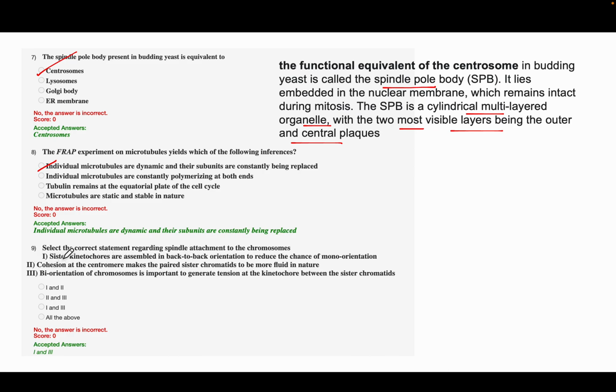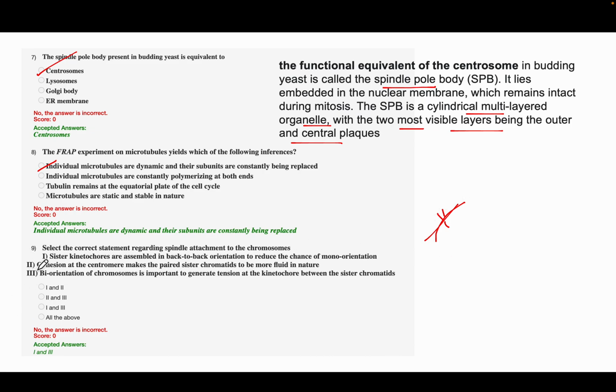So you have to choose the correct statement regarding the attachment to the chromosome. When you see sister kinetochores are assembled in back-to-back orientation to reduce the chance of mono-orientation, that is correct. So when a sister chromatid is there, the kinetochore assembles back-to-back to reduce the chance of mono-orientation. We'll discuss in the next slides that they don't get placed mono-oriented.